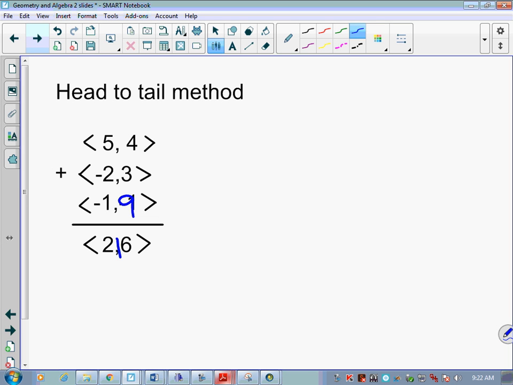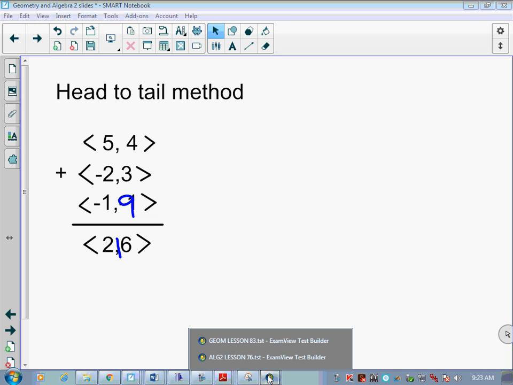Okay? So it's going to go 2 to the right, and it's going to go 16 up. So you have to keep your x's and your y's separate. Does that make sense? Okay. All right, so let's real quickly try to get through a few questions here.